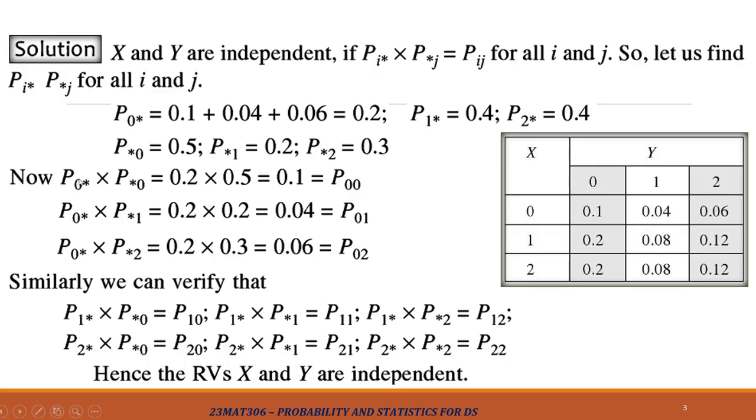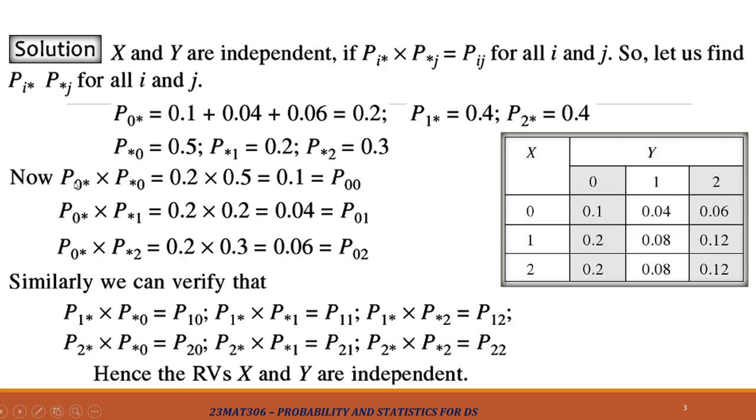Likewise, first fix the ith value as 0 and vary the jth value as 0, 1, 2. We will get some values, which are given in this table. Similarly, we fix the ith value as 1 and vary the jth value as 0, 1, 2. Likewise, we fix the ith value as 2 and vary the jth value as 0, 1, 2. We get all the values and we check them. Hence, the random variables X and Y are independent because Pi star into P star j is equal to Pij.